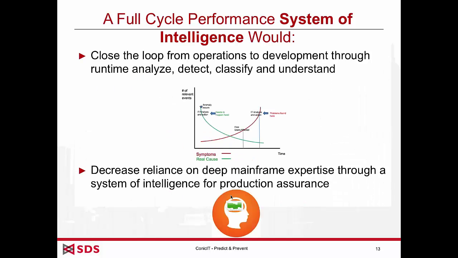So if you want to talk about this notion of a full cycle performance system of intelligence, what would you need to be able to do? You want to be able to close the loop from your operations back to development so that they can fix problems more quickly and hopefully prevent problems from happening. This would be a system that could provide that kind of information, in other words, a system that understands the operational aspects of production and is able to provide some level of analysis of issues, how they arise, and their root cause, that would decrease the need for deep mainframe expertise.